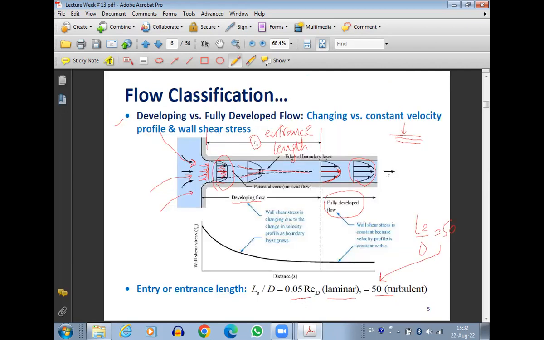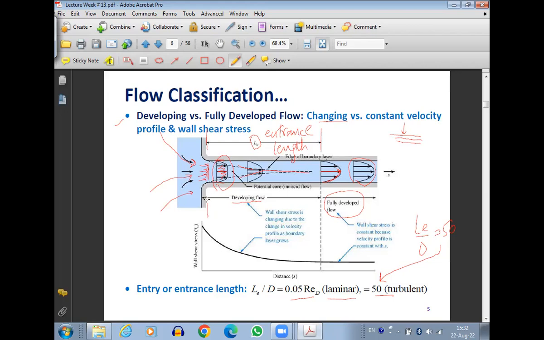So that's the other classification, developing flow and fully developed flow. If a question comes in the exam as a short question or conceptual question, how do you differentiate between a developing flow and a fully developed flow? So what will be your answer? In case of developing flow, you have a changing velocity profile. The velocity profile is continuously changing.